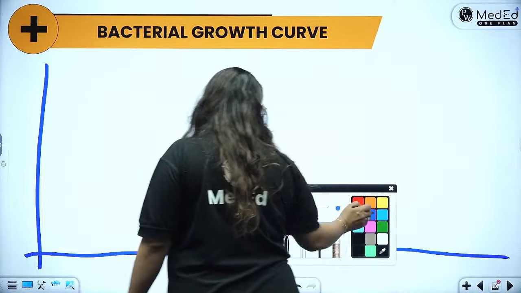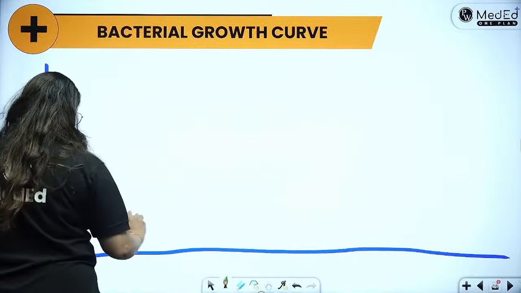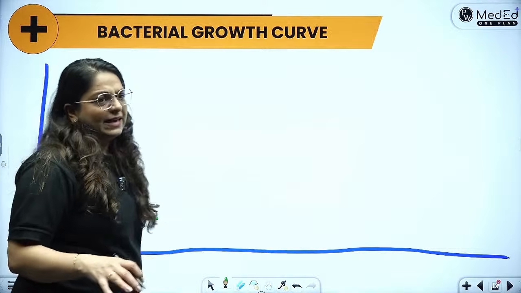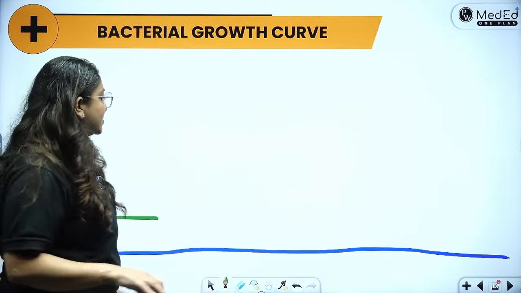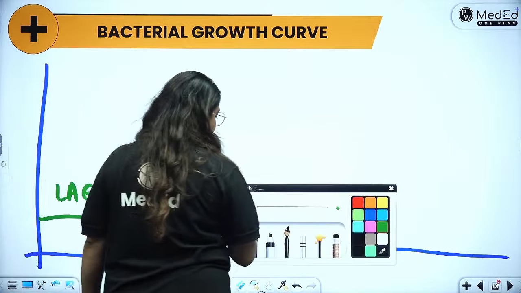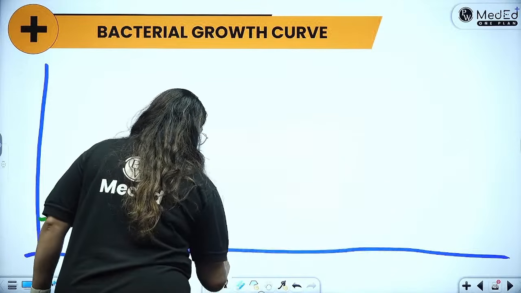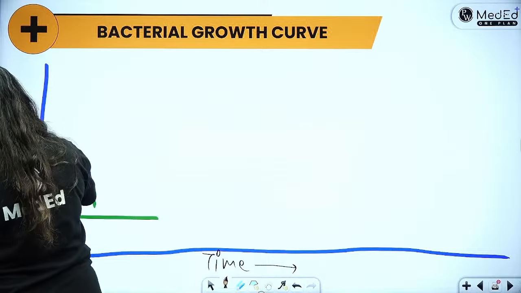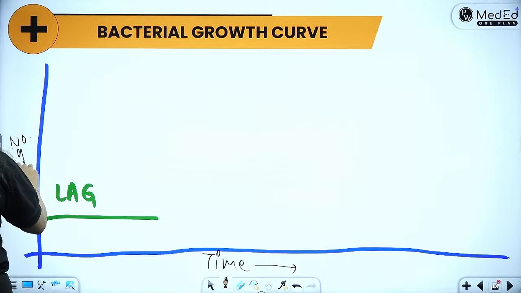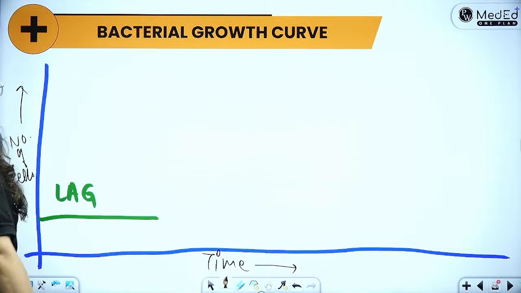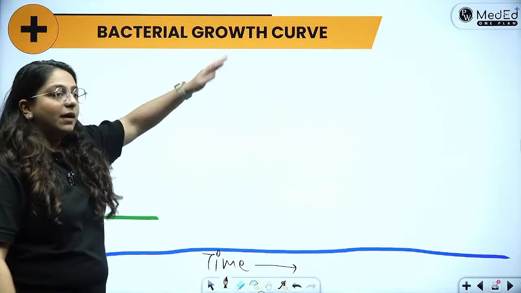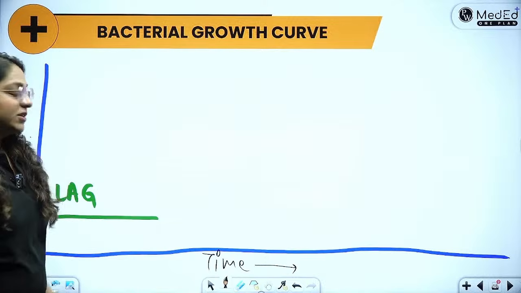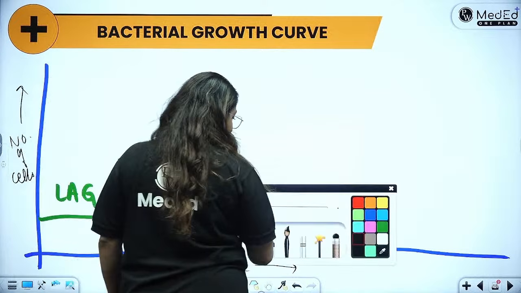And we all know that initially, first of all, there is a lag phase in which there is no bacterial cell division. So no division takes place, no increase in the cell number happens. So what are we plotting? On the x-axis, we are plotting the time, and on the y-axis, we are plotting the number of cells or cell division. So if cell division happens, the graph will rise up. If no cell division is happening, the graph will be flat. So this is the lag phase where the graph is flat.